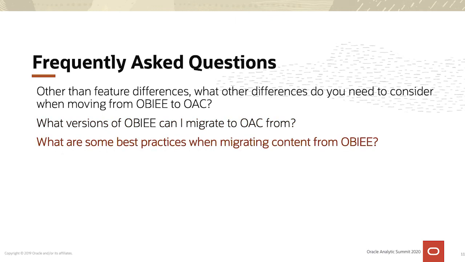So let's take a look at the next question, and this is a fairly loaded question. What are some of the best practices when migrating content from OBIEE? I know that there are some questions about using the 11G migration utility, making adjustments to maybe the RPD, things like that. Do you have any best practices from working with some of the customers that you've been engaged with?